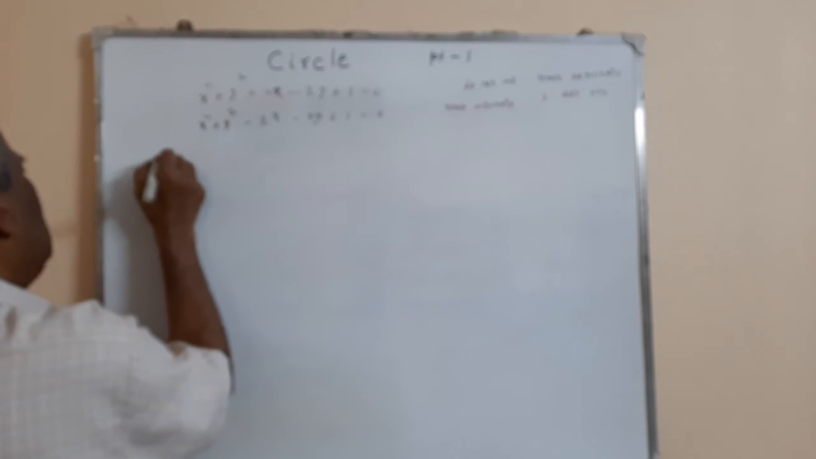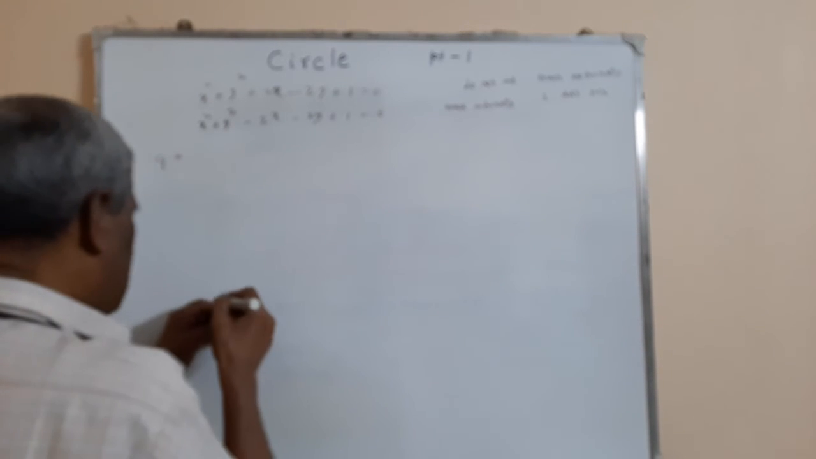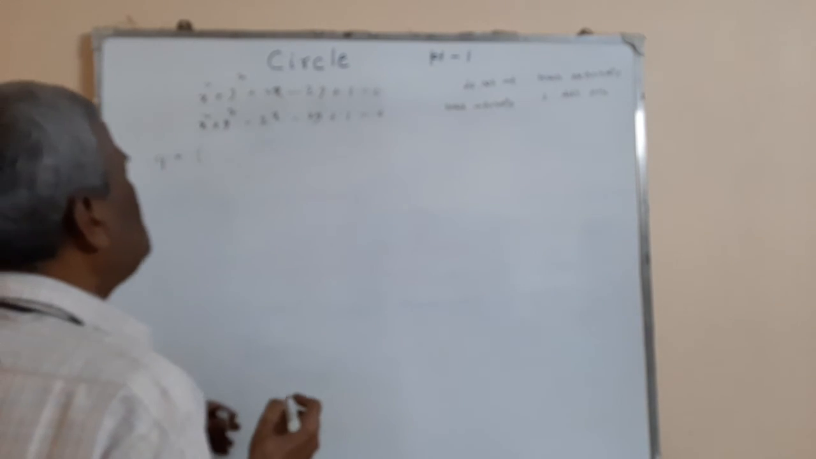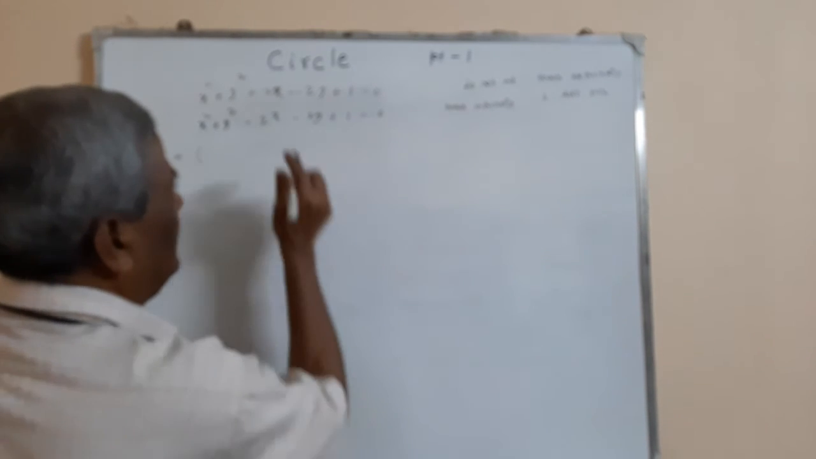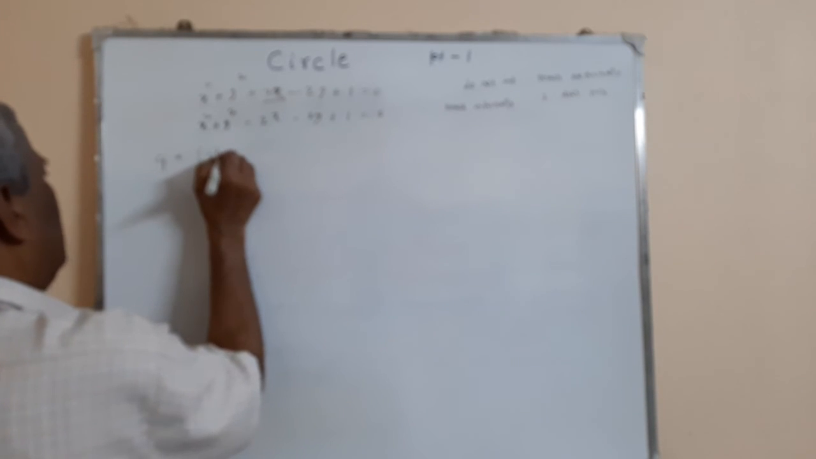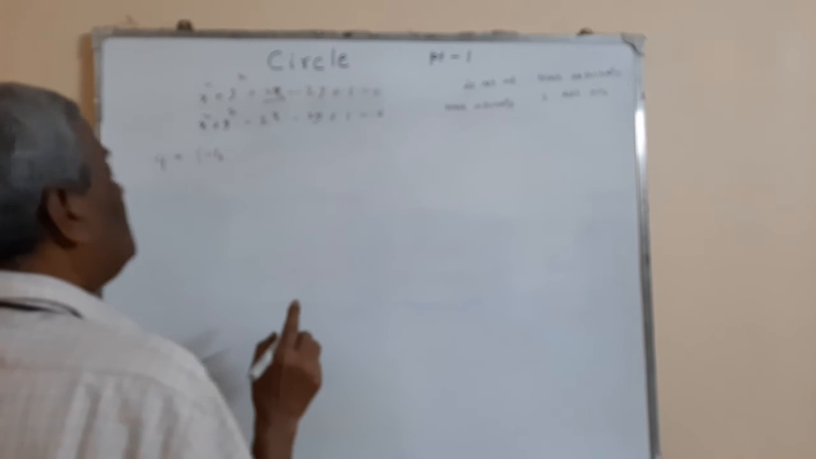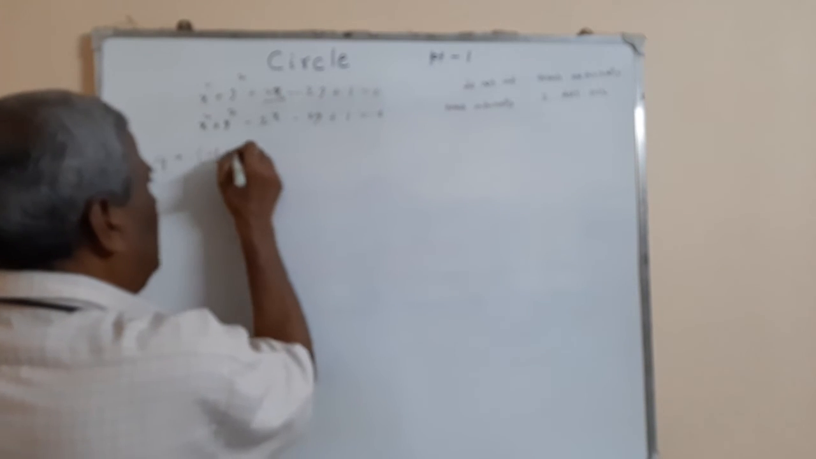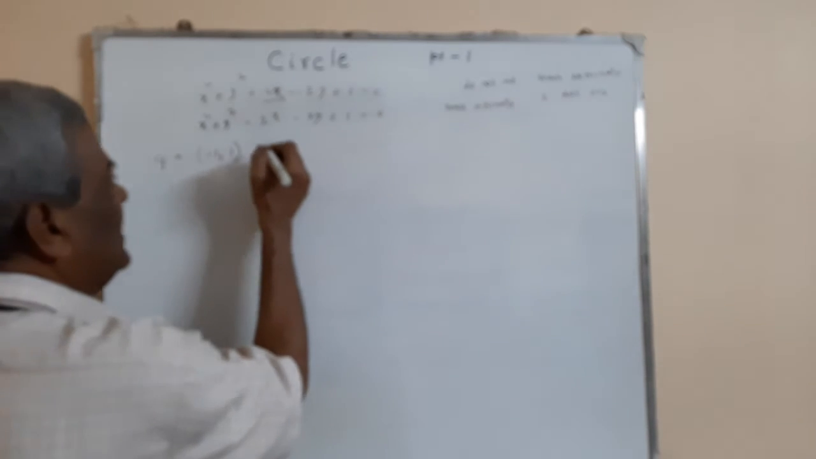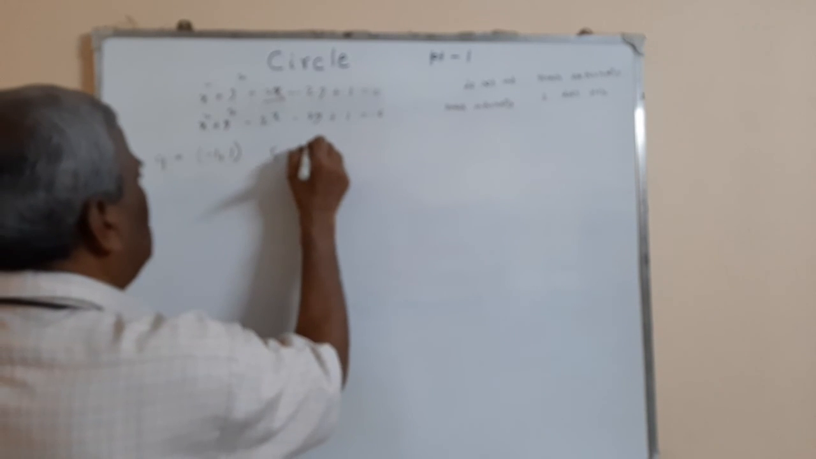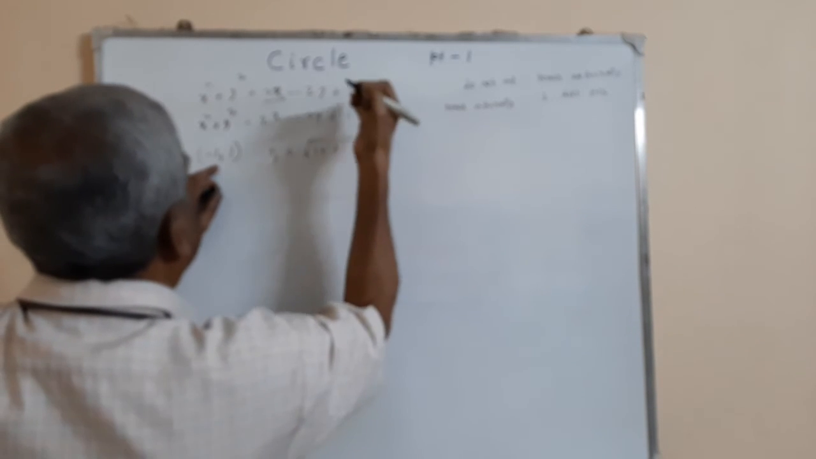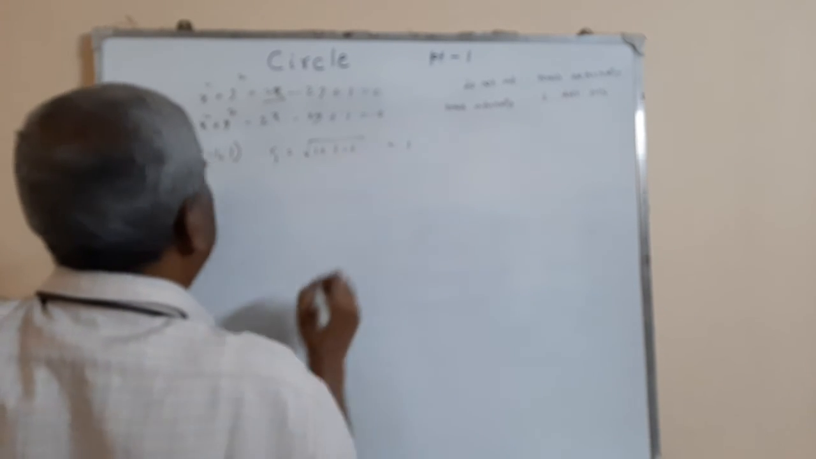So its center C1 is, the x coordinate is the coefficient of 2x with negative sign. Coefficient of 2x is 1, with negative sign means -1. And the coefficient of 2y with negative sign is 1. This is the y coordinate of the first circle. And its radius r1 is equal to root over of g square plus f square minus c, that is 1.